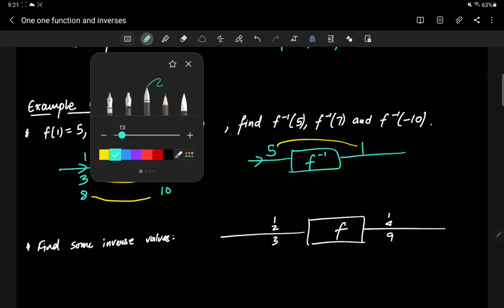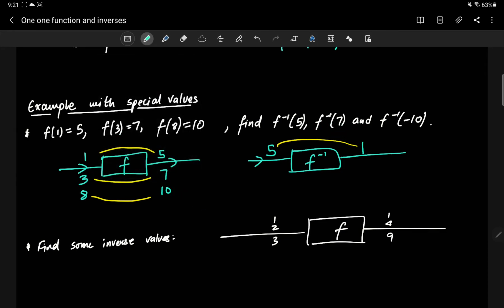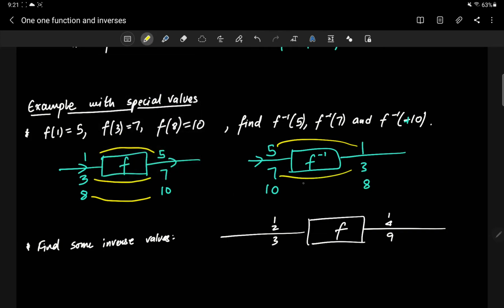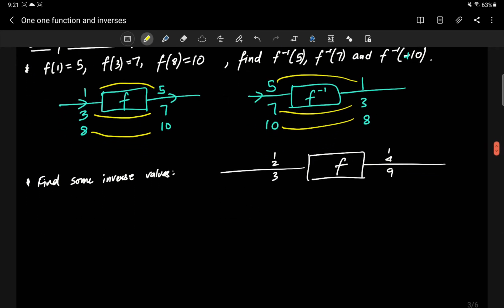In the same manner, asking what is f inverse of 7 implies asking what should the input be for the output to be 7, and that is 3. Similarly, f inverse of 10 would be 8. So that gives me a pair of values which is just flipped. The x and y values have been flipped.